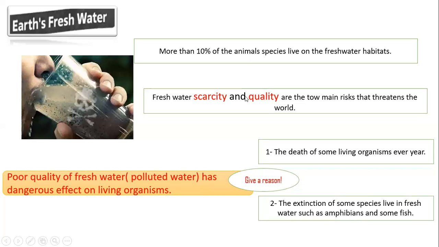طيب تاني بالعربي كده عندنا في هنا تحديين كبار او خطرين كبار هم: الخطر الاول scarcity of water، ندرة المياه قلتها. الخطر الثاني quality of water، جودة المياه. طب poor quality of fresh water، لما تكون الفريش ووتر ده polluted water، ملوث، ايه اللي هيحصل؟ the death of some living organisms every year. او عندنا extinction يعني انقراض بعض الكائنات الحيه زي الامفيبيانز اللي هم الفروج والسلامندر والتودز. اوكي and some fish. سهله النقطه دي.